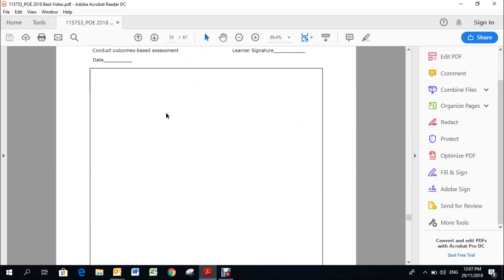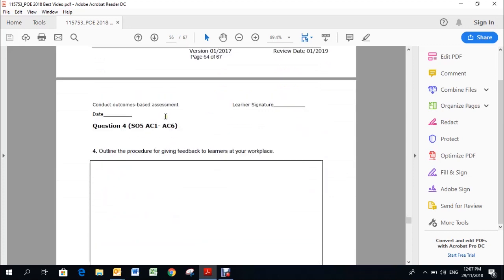So the space is big. You need to fill it up with the answer for that question. Question number 4, which is specific outcome 5, and it's assessment criteria 1 to assessment criteria 6. Outline the procedure for giving feedback to learners at your workplace.